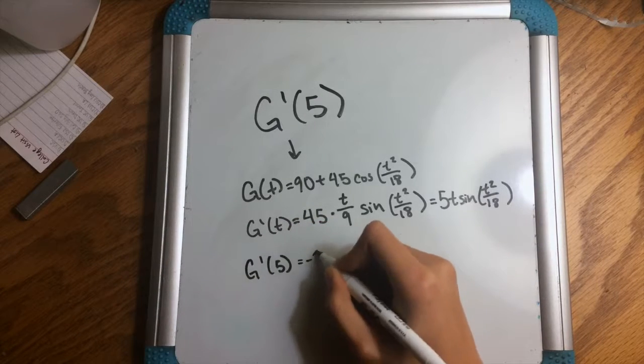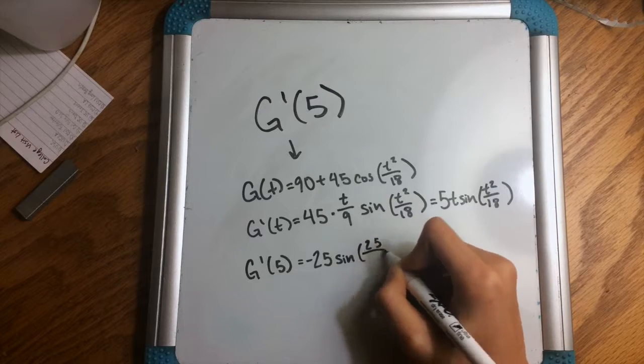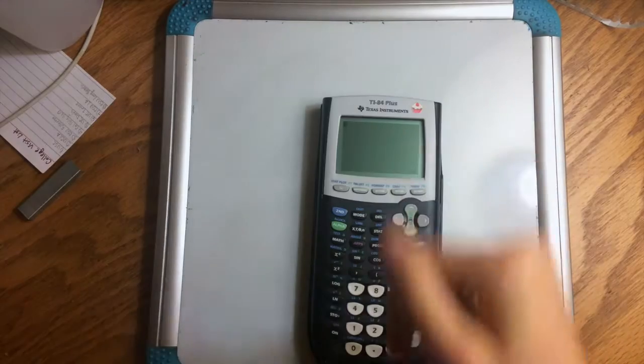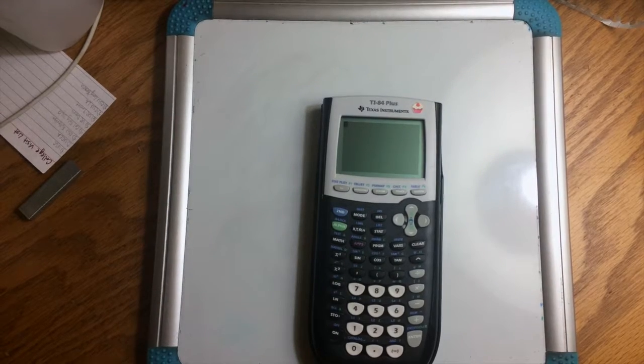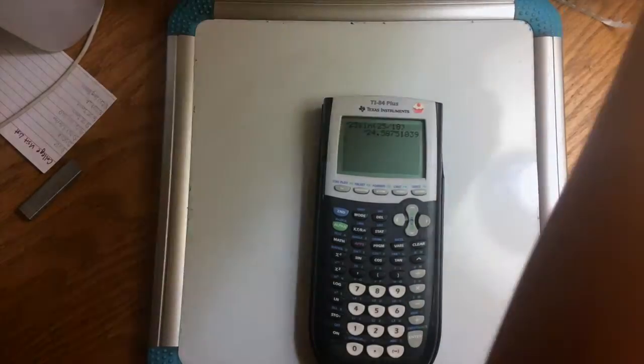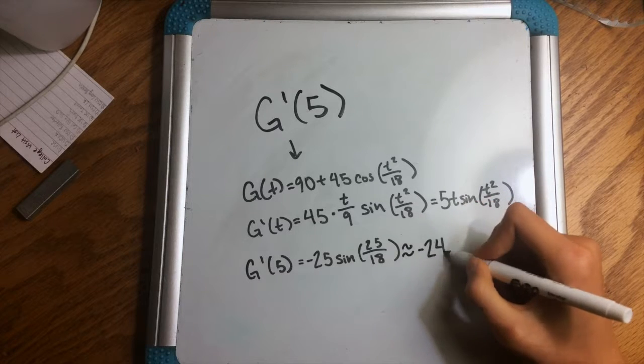G prime of 5, you just plug in 5 into the derivative function. That gives you negative 25 sine of 25 over 18. And because this is part of the calculator section, you can plug that into your calculator to find the answer. The answer that you get should be around negative 24.588.